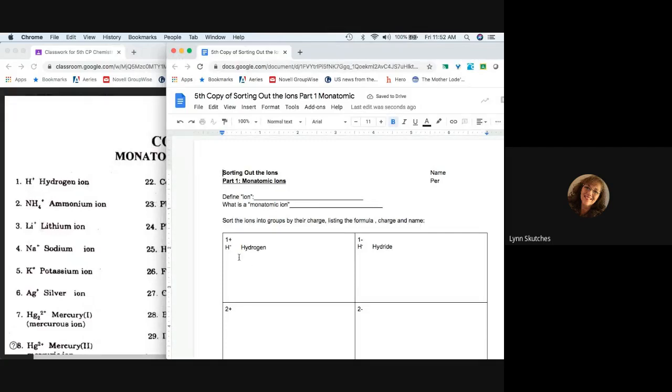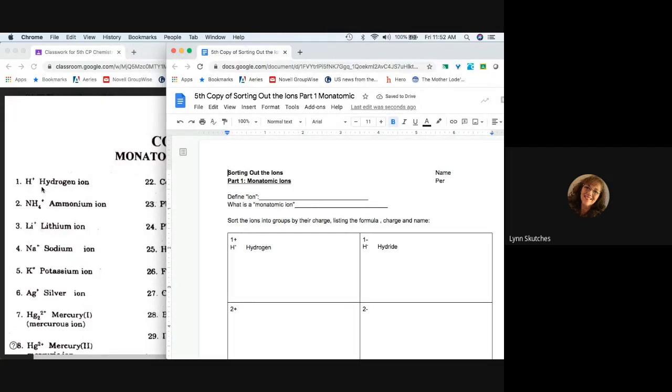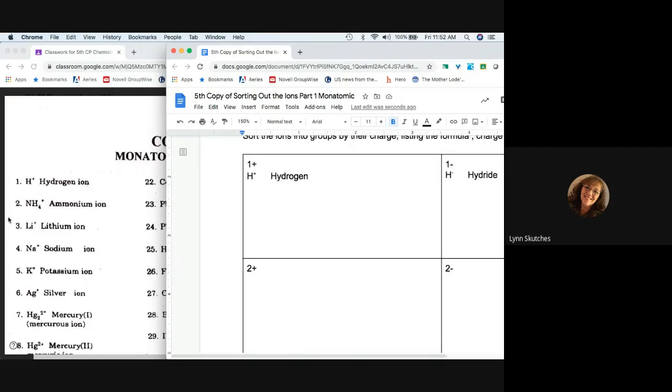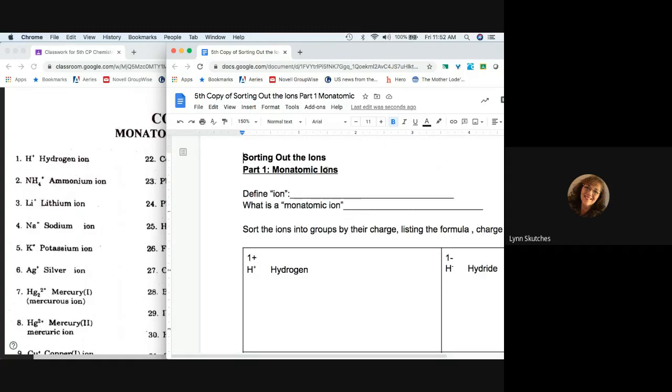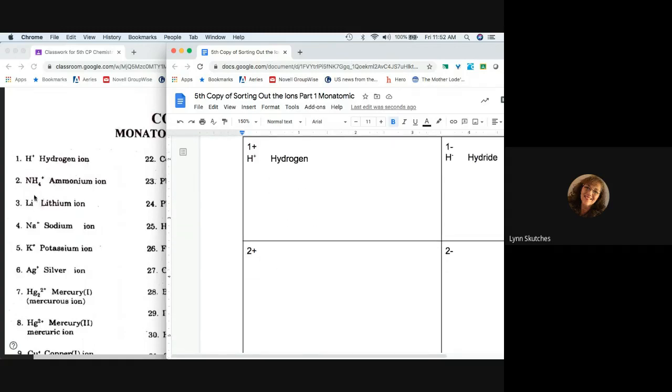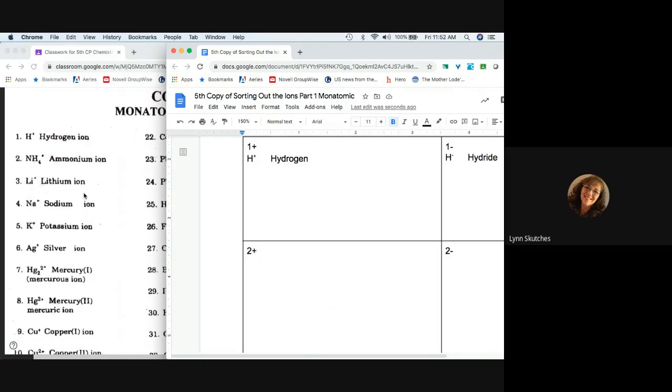Hydrogen's H plus, hydrogen, right? You write the symbol, the charge, the name, all done. Okay, go down the list. NH4. That means 1 nitrogen and 4 hydrogen atoms are stuck together to make a polyatomic ion. So this is not going to go on the monatomic ions. We're going to come back to ammonium. We're going to talk about it today, but not now.